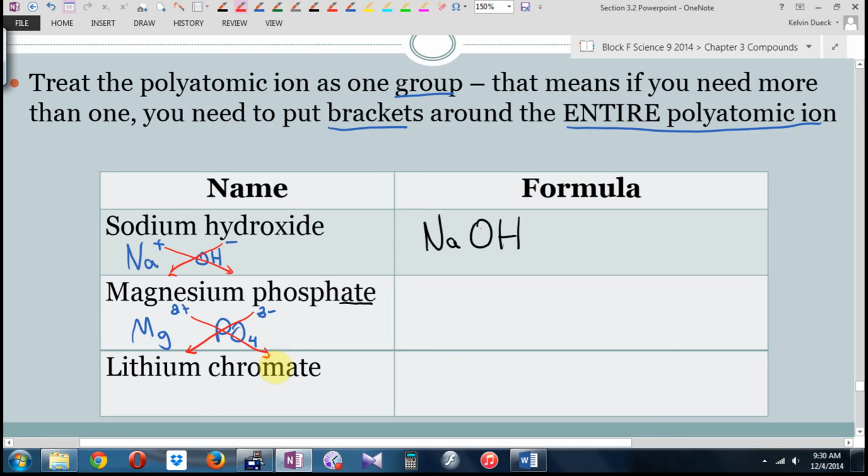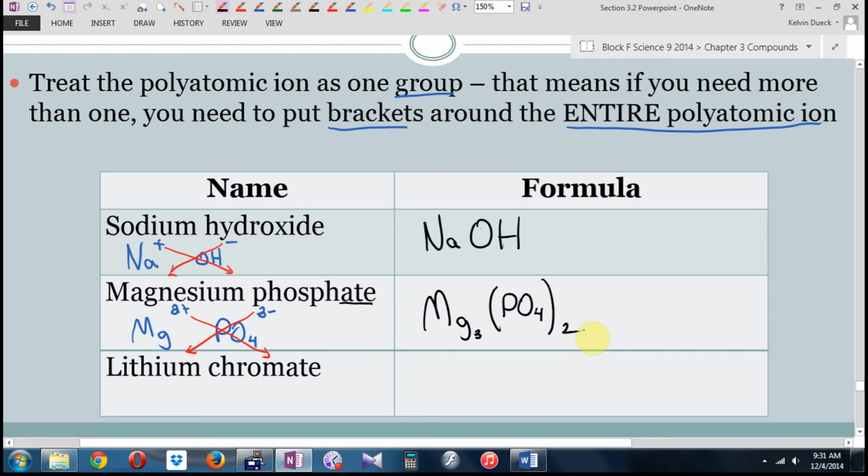Crisscross. It's going to look like this. How many magnesiums am I going to need? 3 is correct. And then look up for a second. I write the PO4. How many of those am I going to need grand total? Put it in brackets. 2 of them. Because you're treating it like one funky atom.